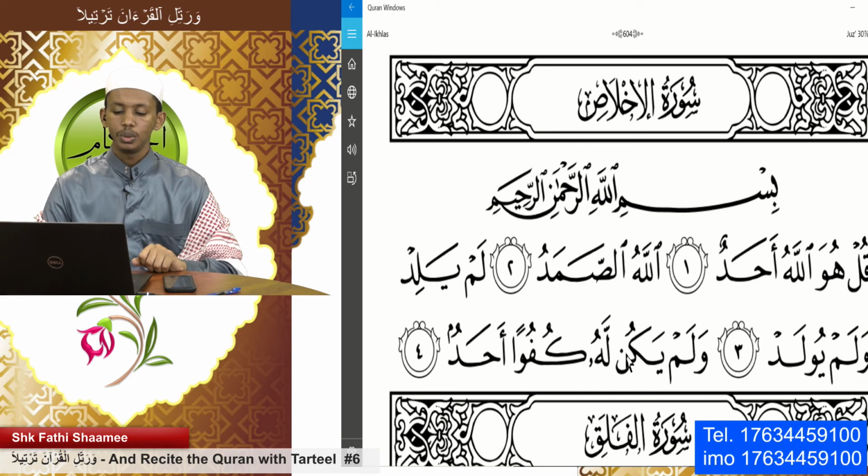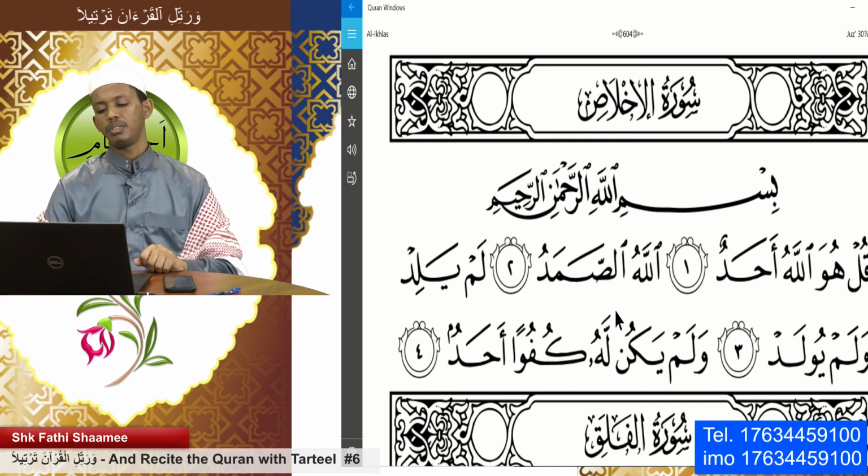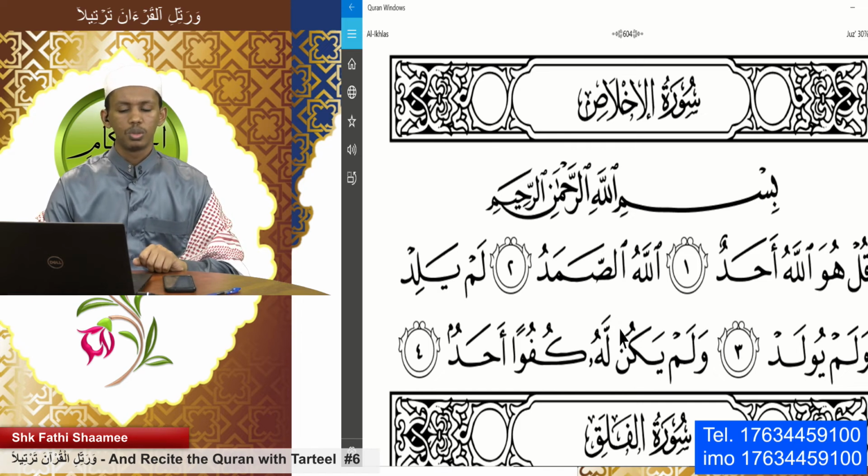Wa lam yakun lahu. Here, people tend to make a mistake where they actually pronounce this noon. You don't pronounce this noon, it's going to be merged into the lam. That's why this lam has a shadda on it. So pretend as if there's no noon there and that there's just a lam with a shadda. So it's like kullahu, kullahu. Don't say the noon. Pretend there's no noon there at all. So wa lam yakun lahu, yakun lahu, wa lam yakun lahu kufuwan ahad.